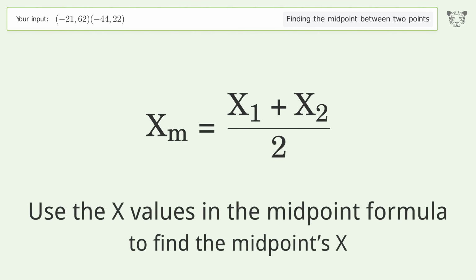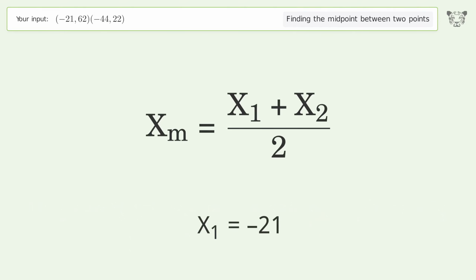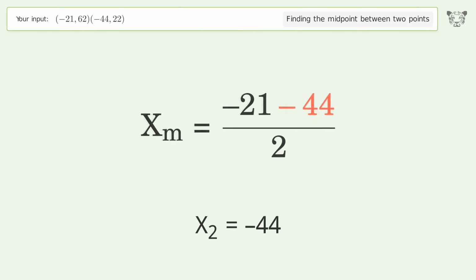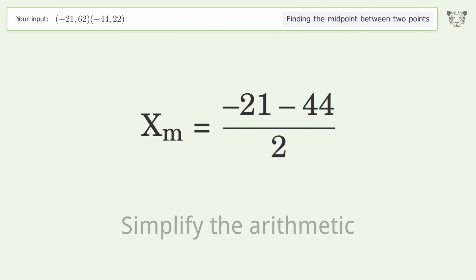Use the x values in the midpoint formula to find the midpoints x. x1 equals -21. x2 equals -44. Simplify the arithmetic.